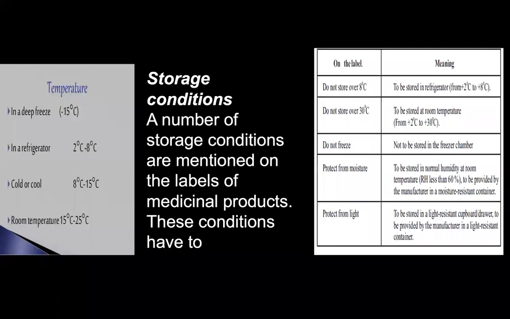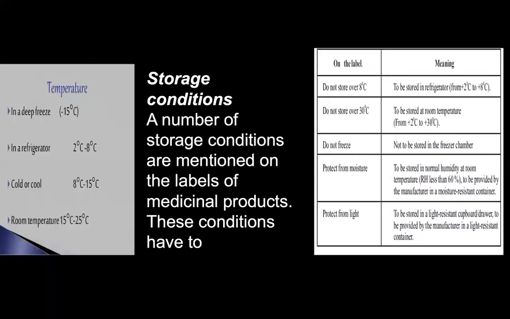If a deep freezer is required, it means minus 15. If it is a refrigerator, there must be a refrigerator. For cold or cool temperature, they must have an air conditioner with a good thermostat, because they have to control the temperature as the drugs require. Further, if the label says do not store over 8 degrees Celsius, it means to be stored in the refrigerator from 2 to 8 degrees Celsius.